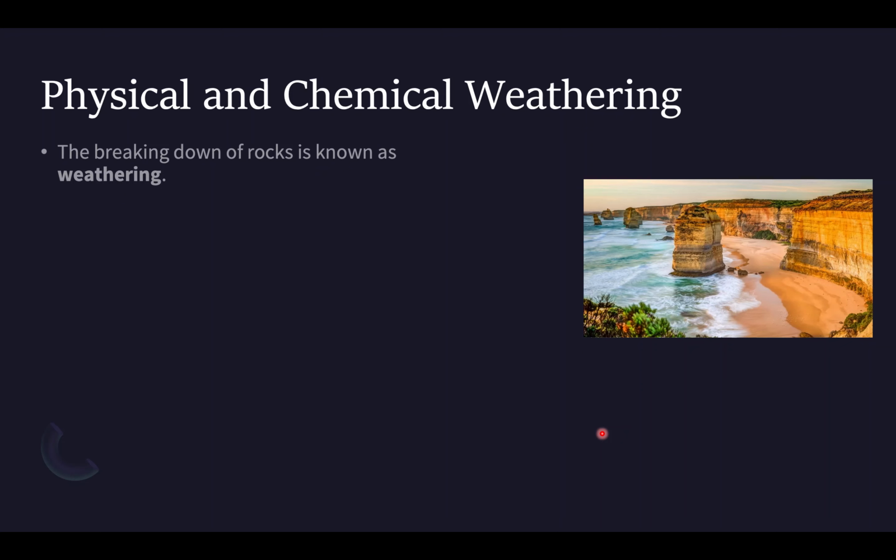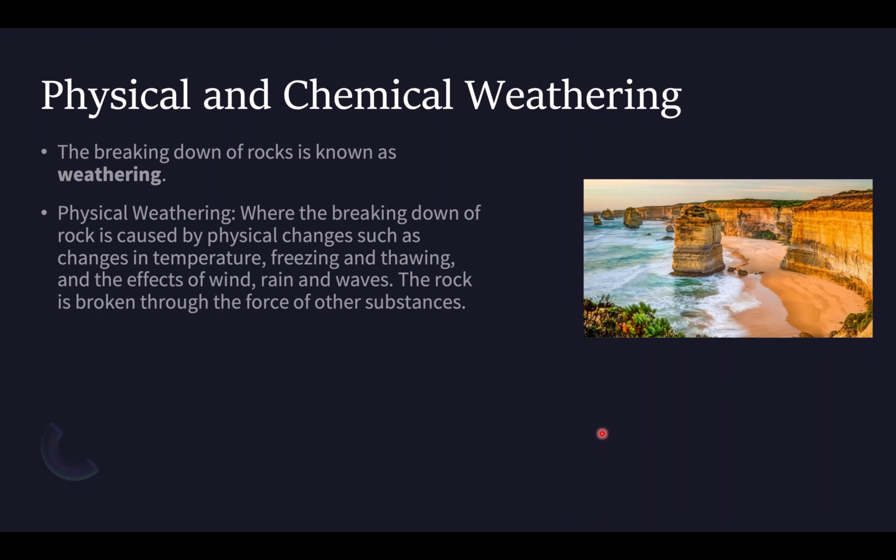So, let's talk about the breaking down of rocks, which is known as weathering. So, there are 2 main types of weathering. Firstly, physical weathering. This is where the breaking down of rock is caused by physical changes, such as changes in temperature, freezing and thawing, and the effects of wind, rain, and waves. The rock is broken through the force of other substances. Now, a prime example of this is the 12 Apostles in Victoria, where the action of the sea breaks pieces of coastal rock, which produces this quite good-looking landmark.